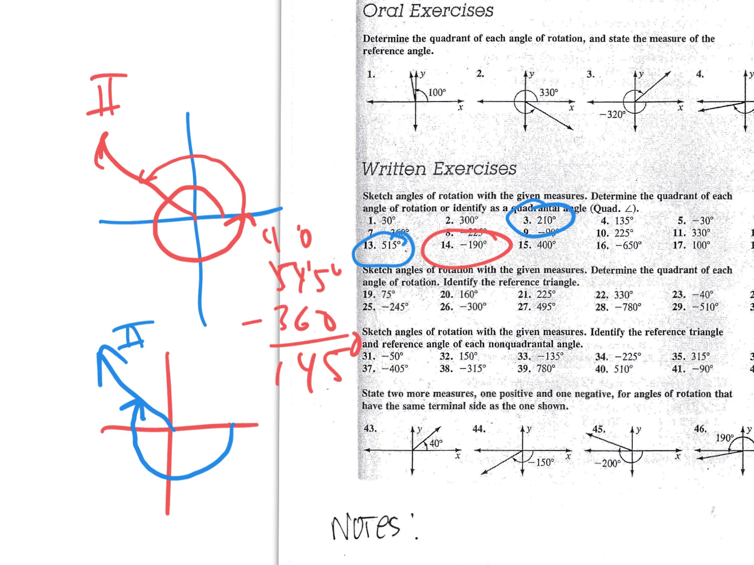Same deal. If you're going to do a negative 650, you just keep going around, and you have to keep subtracting 360 until you get there. Okay, the next thing I have to talk to you about is quadrantal angles. I also have to talk to you about reference triangles and reference angles, and then we'll be good to go.